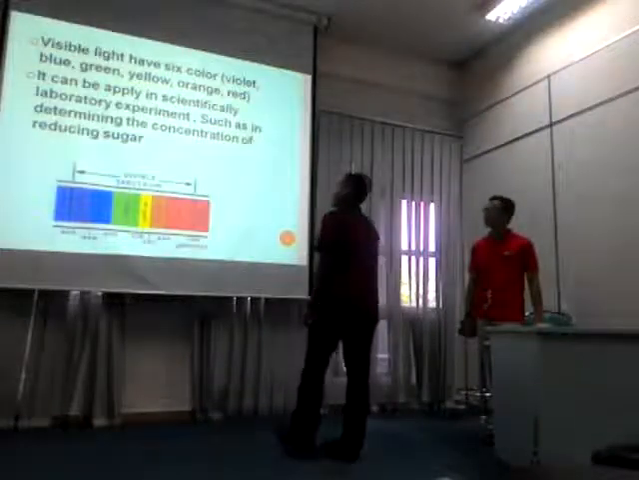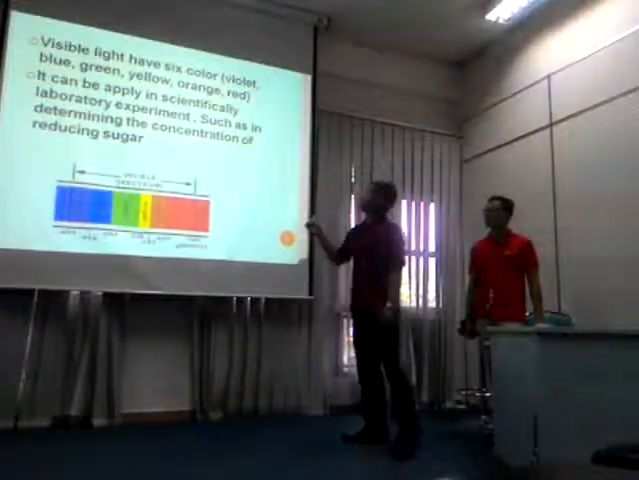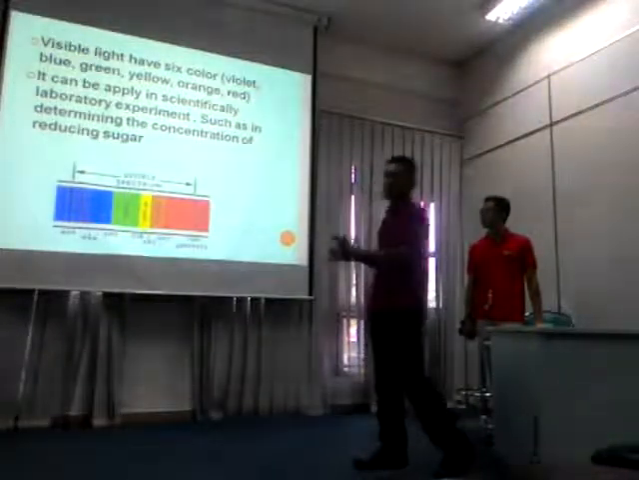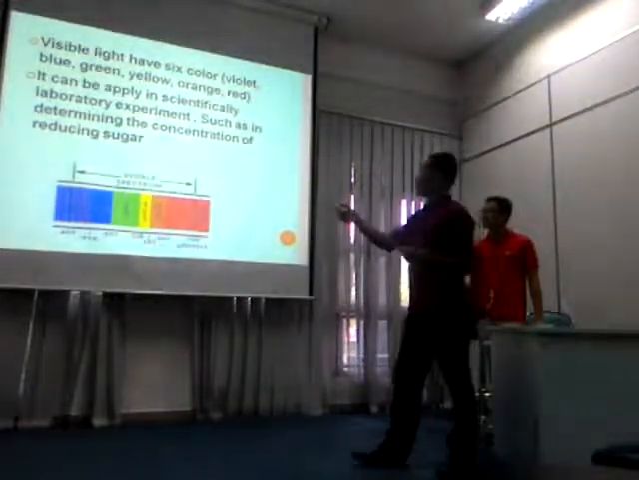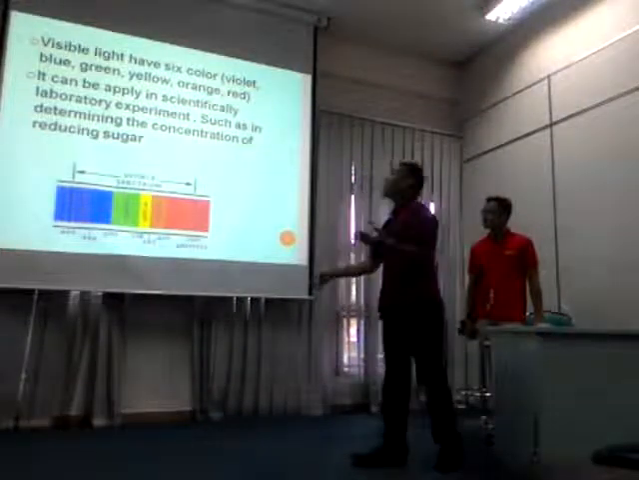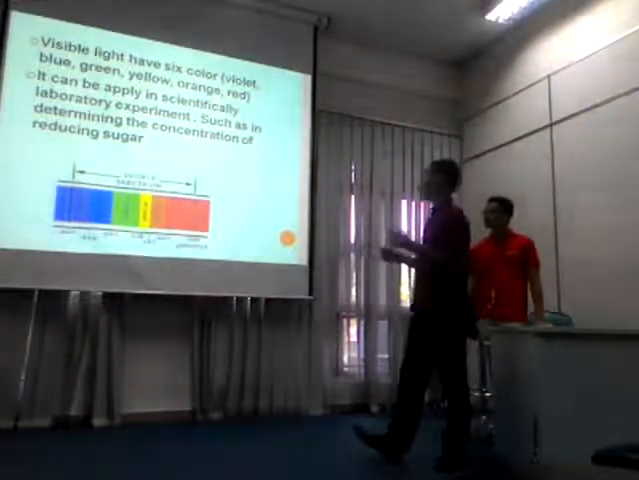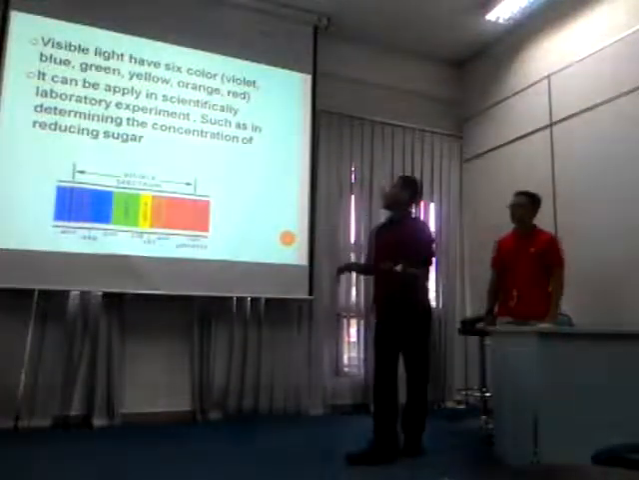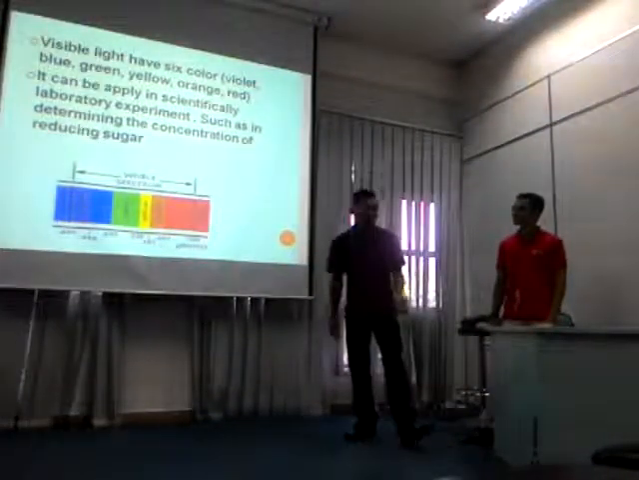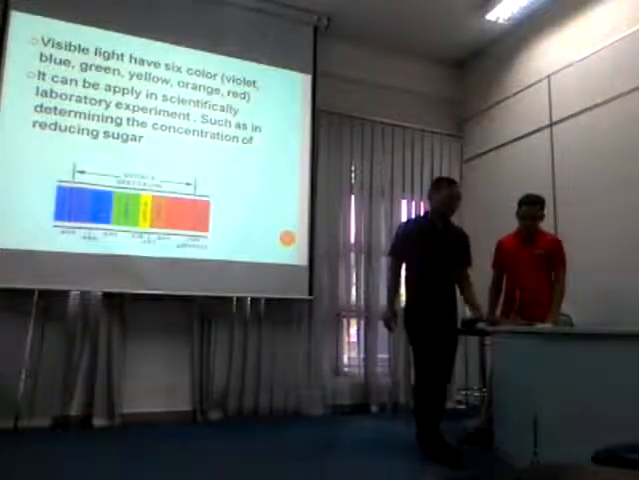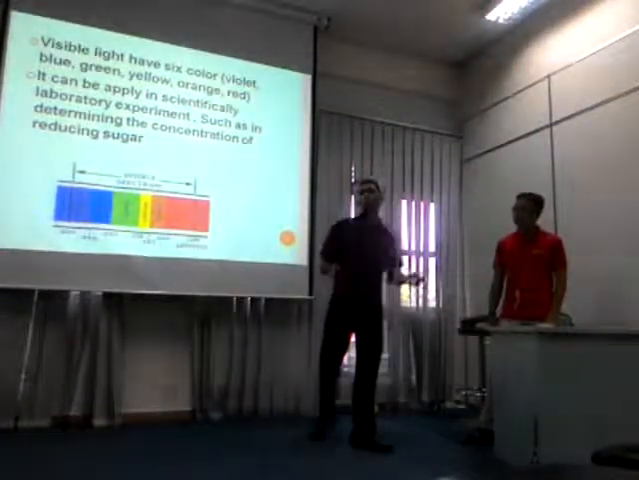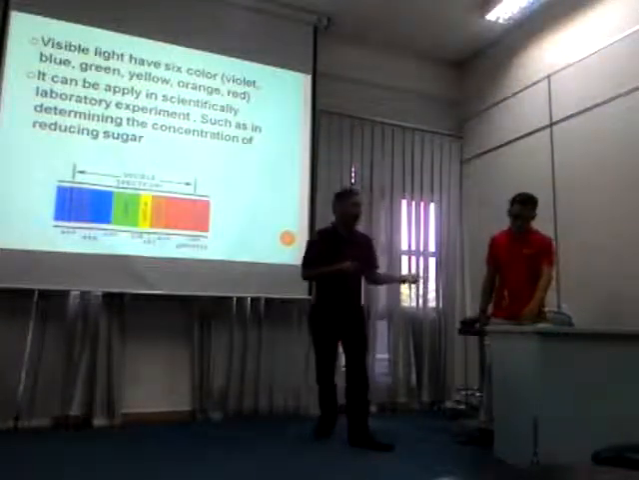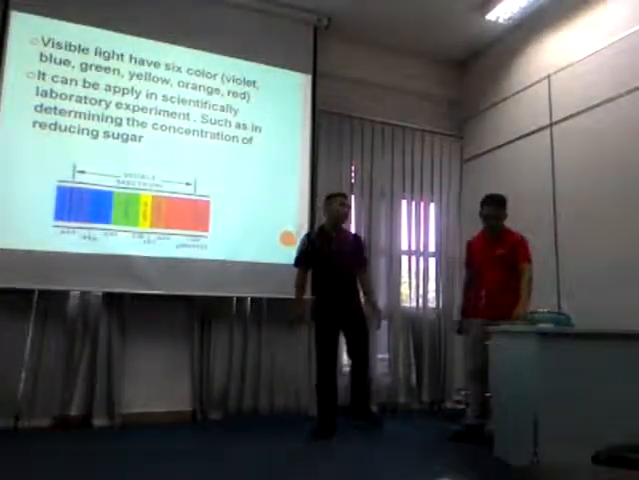Visible light: we have six colors of visible light, which are violet, blue, green, yellow, orange, and red. It can be applied in scientific laboratory experiments, such as in determining the concentration of reducing sugar. So I want to invite my partner to explain about sugar.